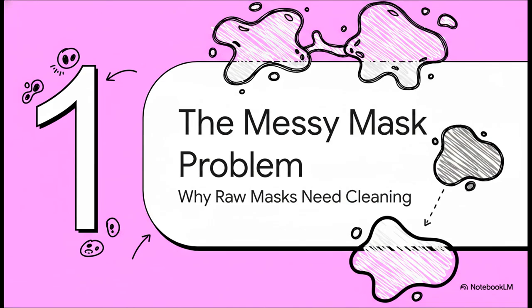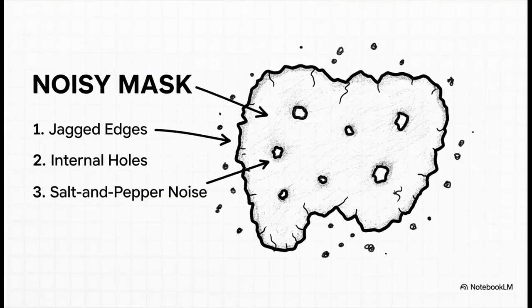The messy mask problem. Why do we even have to do all this cleaning? Well, the simple truth is that computers are rarely perfect on the first pass. Whether you're using a simple, classic technique or even a super fancy deep learning model, that initial result is almost always going to be a little bit messy. You get these little salt and pepper specks, random holes inside the object you care about, and rough, jagged edges. This isn't a failure, it's just a totally normal part of the process that always needs a dedicated cleanup stage.